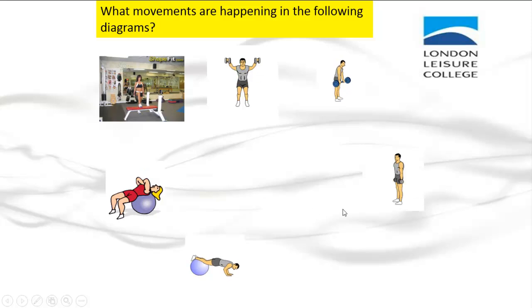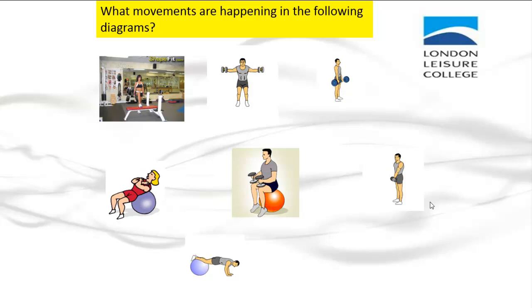Next one. What's happening at the shoulder as this guy is lifting the dumbbell up? What joint movement is happening as he is lifting the dumbbell up? So it'll be shoulder something. And then what is happening at the toes as he is lifting the dumbbells up? What's happening at the ankle as he's lifting the dumbbells up?